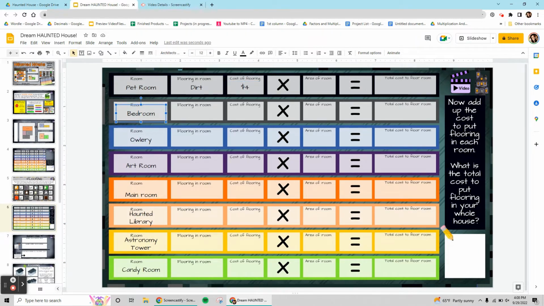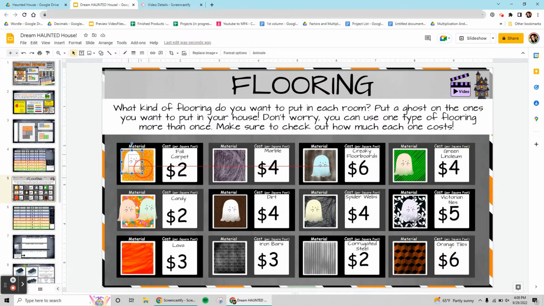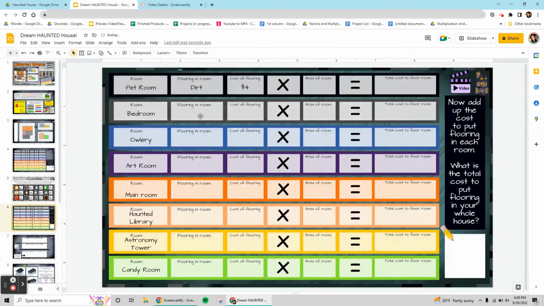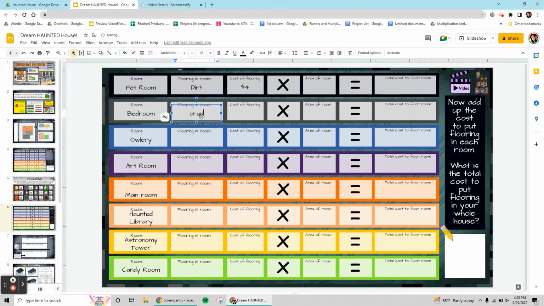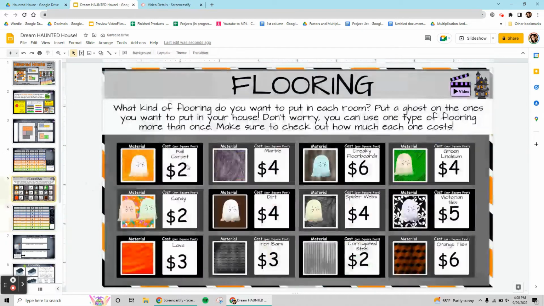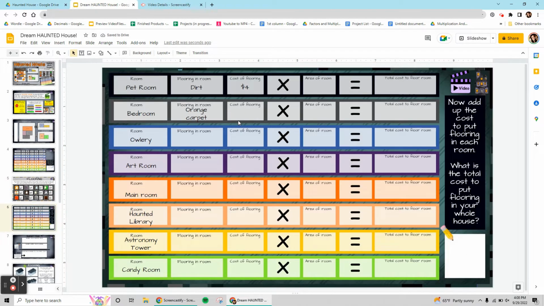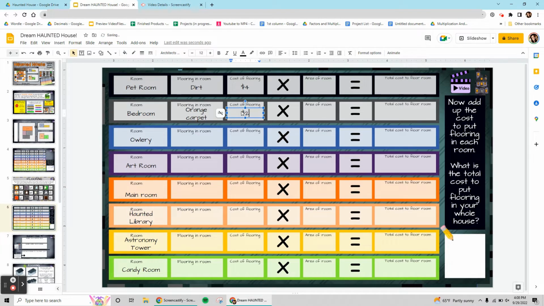Next is the bedroom. So that was my other white ghost, and I chose the fall carpet. Or it was orange carpet, I think. As long as you know what it is, then you're good. That's only $2 per square foot. Wow, that's cheaper than dirt. I mean, this is a haunted house, so the prices are a little freaky in my opinion.